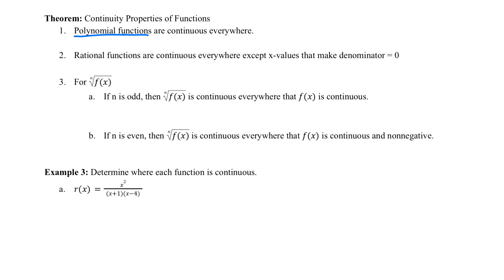So these are really, really nice functions to work with because they're really not going to give us a whole lot of problems. The second part here says rational functions are continuous everywhere except for x values that make the denominator equal to 0. Rational functions are functions that look a little bit more like fractions. We're going to have some function of x divided by some other function of x. So if you see something that looks like a fraction, or if you have a variable in your denominator, then chances are that's going to be a rational function. We'll talk more in the next video about root functions, but those are a little bit more complicated.